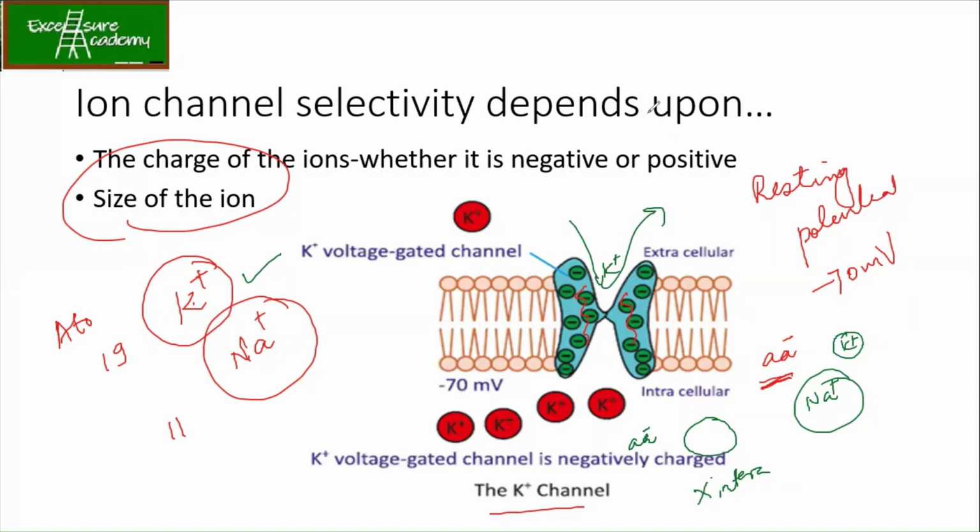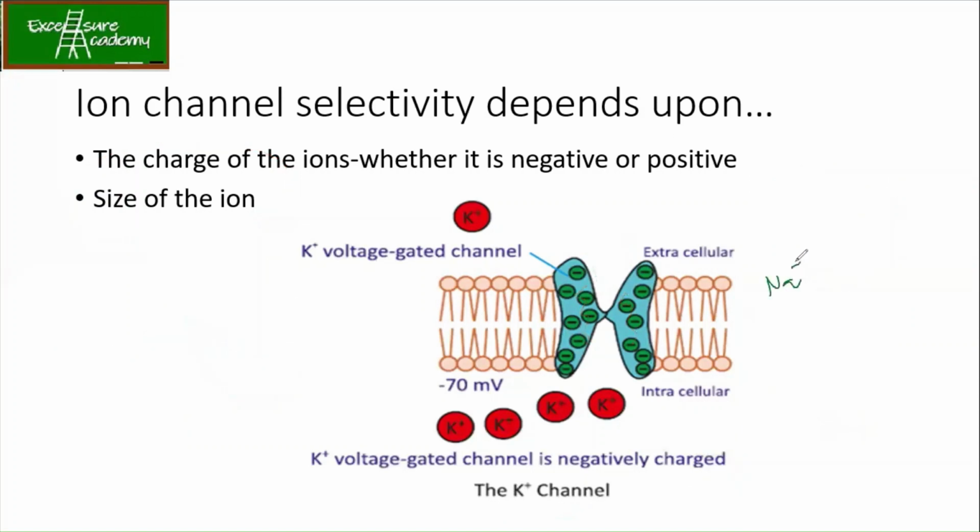Now let's imagine that this channel is of Na plus. Now if your K plus is coming in place of Na plus, what will happen? The size is big over here as compared to your Na plus. So because of the size, it won't be able to pass through the channel. Am I getting? Is it clear?